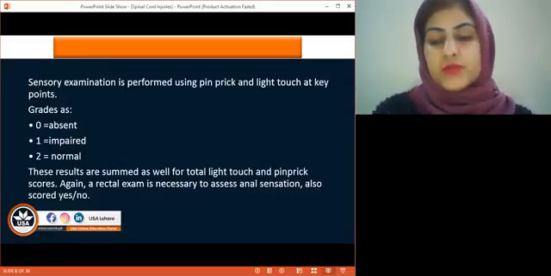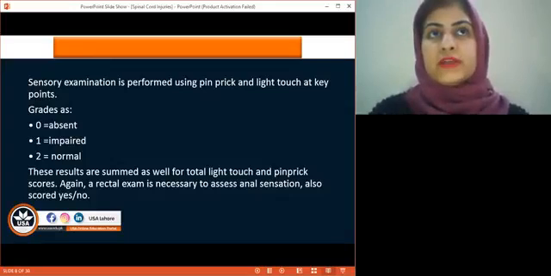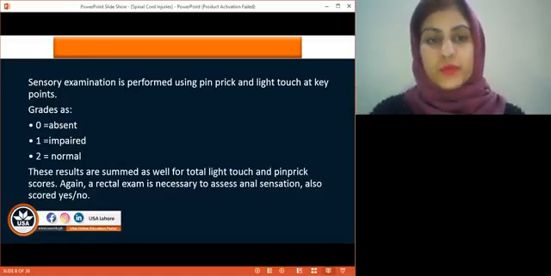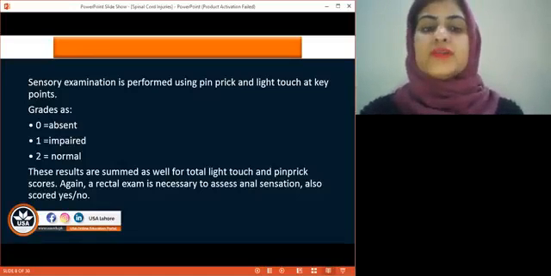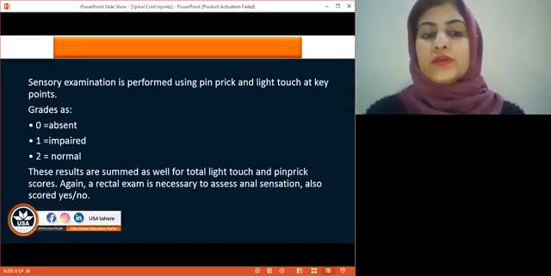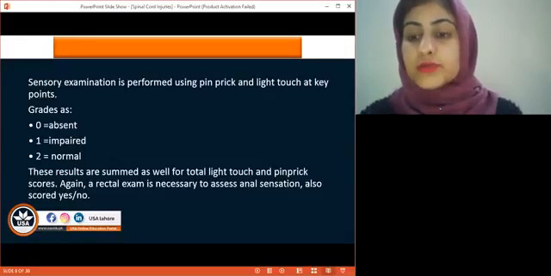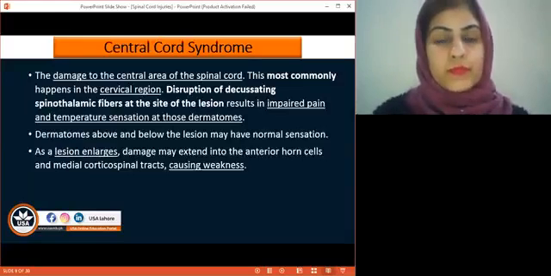So you are going to do the motor examination with grade 0 to 5, and then a rectal exam, scored as yes or no. Then you're going to perform the sensory examination and grade it as 0, absent, 1, impaired, and 2, normal. And at the end, you are also going to perform the rectal exam for the anal sensation and score it as yes or no.